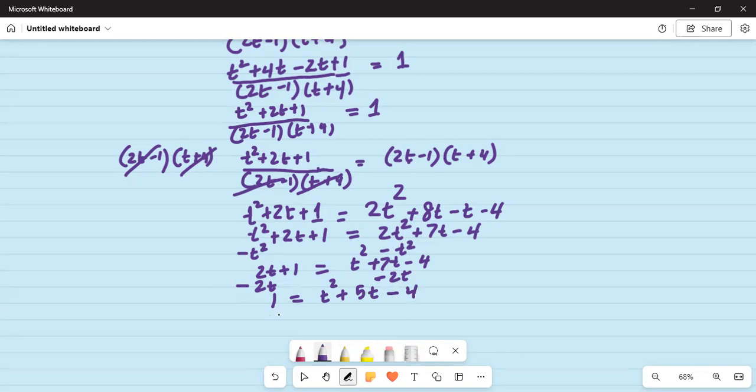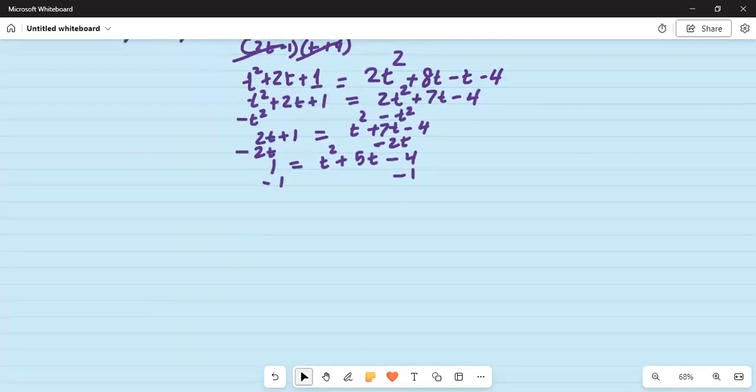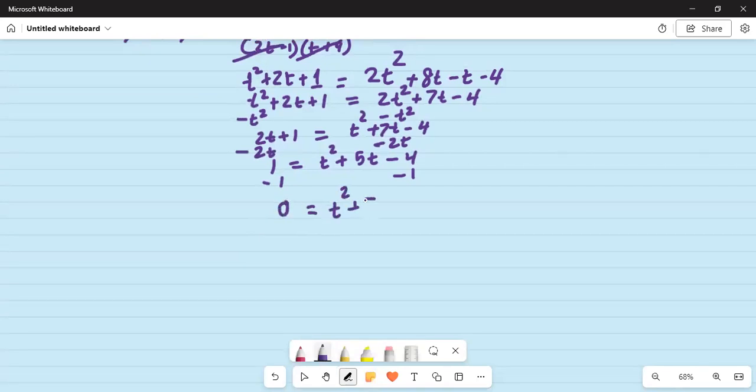Okay. Now I have to remove this 1. So I do the opposite. There is no sign in front of 1. That means it's plus. So I subtract 1 on both sides. So I get 0 on the left-hand side is equal to t square plus 5t minus 5. Or you can write t square plus 5t minus 5 is equal to 0.